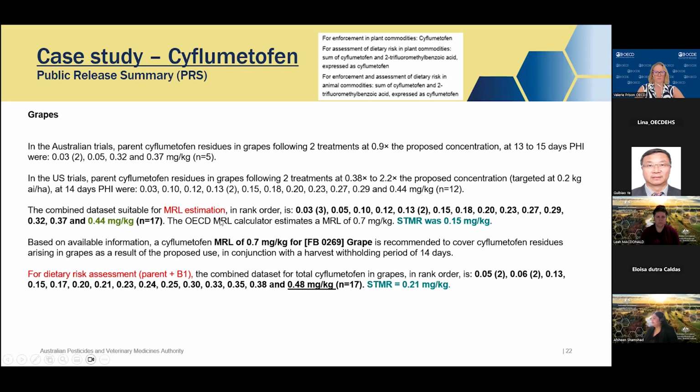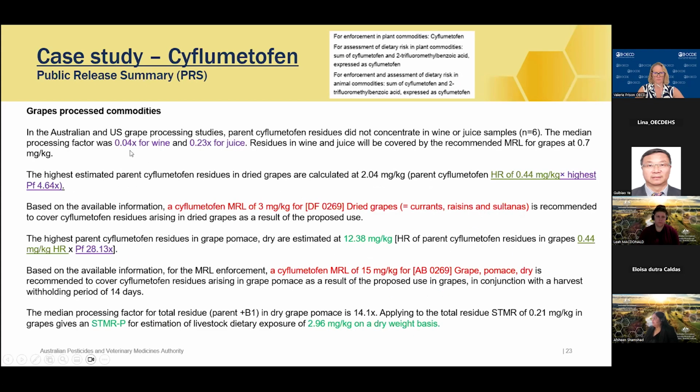And for that, we received data consisting of both table and wine grapes. And for dietary risk assessment, it is parent plus B1. So we did the assessment to get the STMR, which I'll explain further. The highest residue for dietary risk assessment is 0.48 and the STMR is 0.21. And since, as Leah mentioned earlier, we need processing studies if the residues are higher than 0.1 milligram per kilogram, in this case we received processing studies.